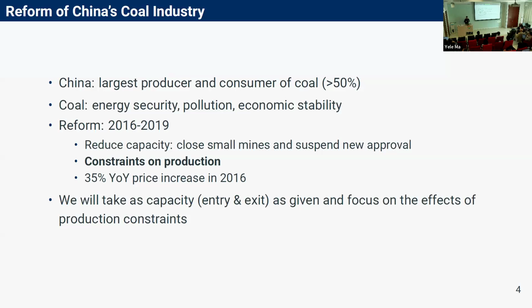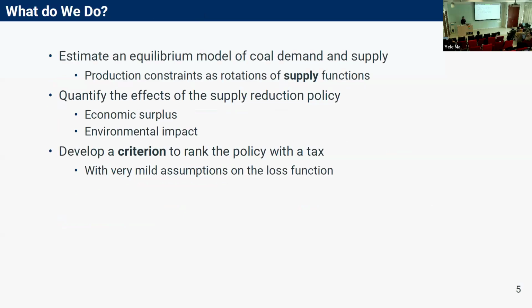In this project, we're going to take the capacity as given, but we're going to focus on the effects of the production constraints modeled as the rotation of the supply curve. What we specifically do in this paper is first, we estimate an empirical equilibrium model of coal demand and supply, where we estimate the policy of the production constraints as rotation of supply curves. And then we quantify the effects of the supply reduction policy, including its impact on the economic surplus and the environmental impact. The key novel contribution of this paper is to develop a criterion so that we can rank this supply reduction policy with tax policy.